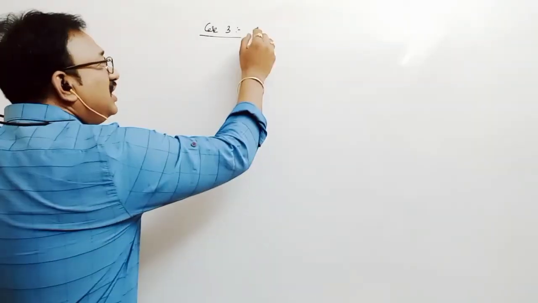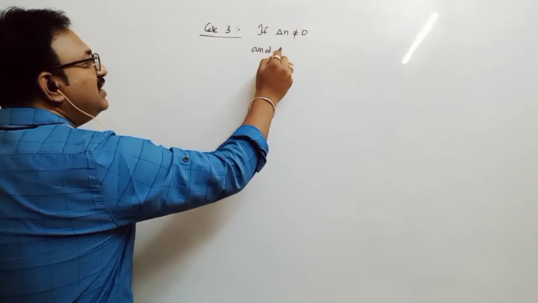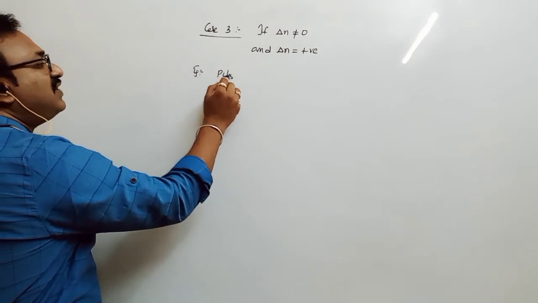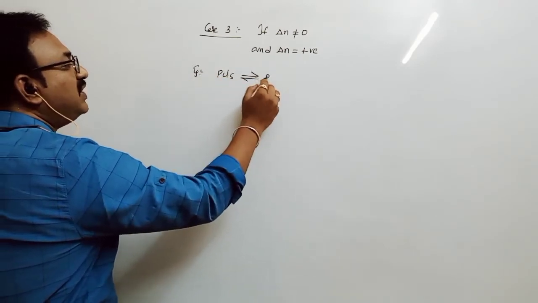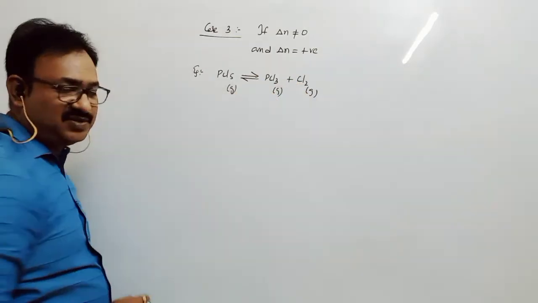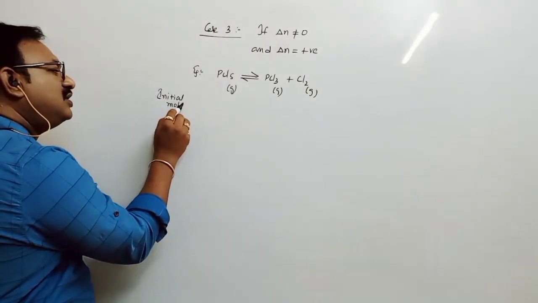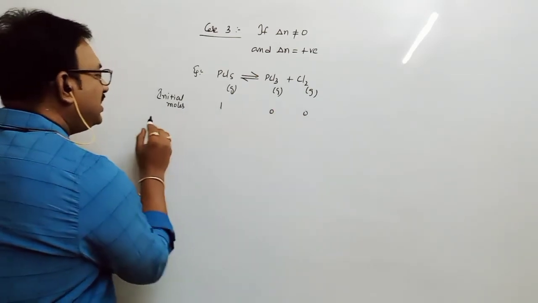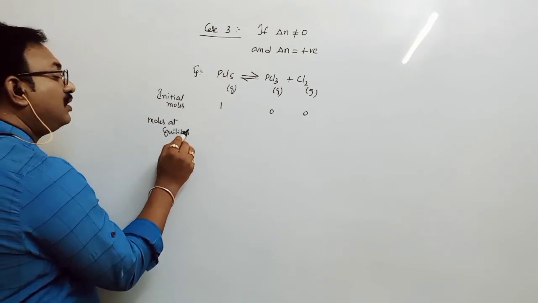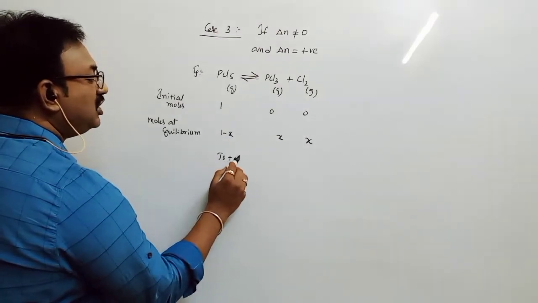Now, here is case 3. If delta n is not equal to 0 and delta n is positive. For example, PCl5 gives rise to PCl3 plus Cl2. See this equation where delta n is positive. Next, initial moles: I'll take 1 mole, 0, 0. Moles at equilibrium: here 1 minus x, x, x. So total moles at equilibrium.